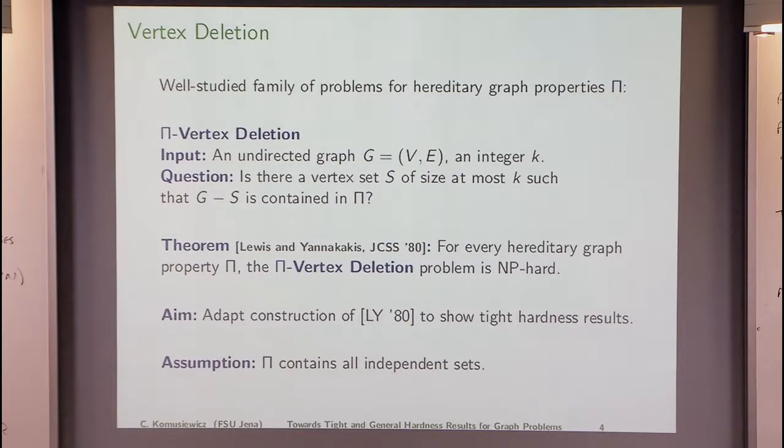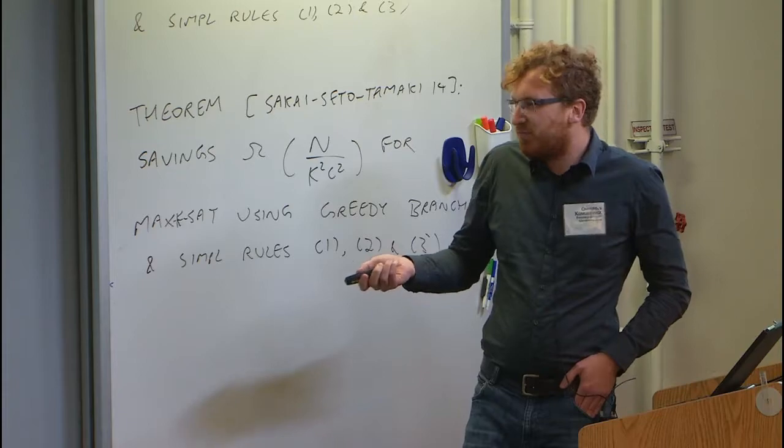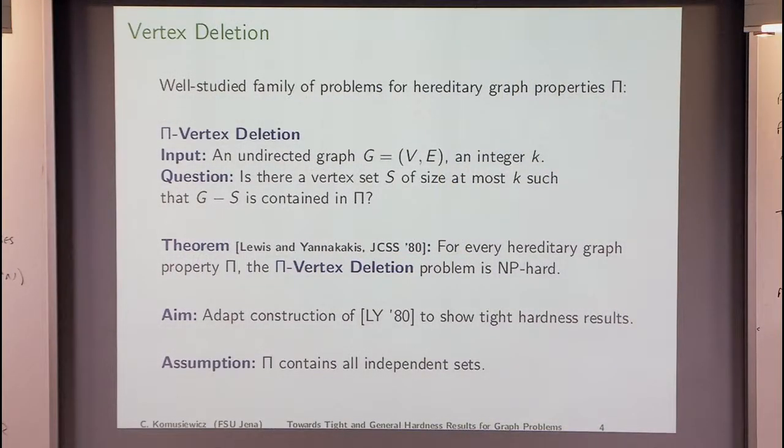Okay, and there's this very nice classic result by Lewis and Yannakakis that for every nontrivial hereditary graph property, this problem is NP-hard. And now the aim is pretty clear, I guess. We want to somehow adapt this construction to show also tight running time bounds. And we will assume for now that this graph property pi contains all independent sets. Okay?